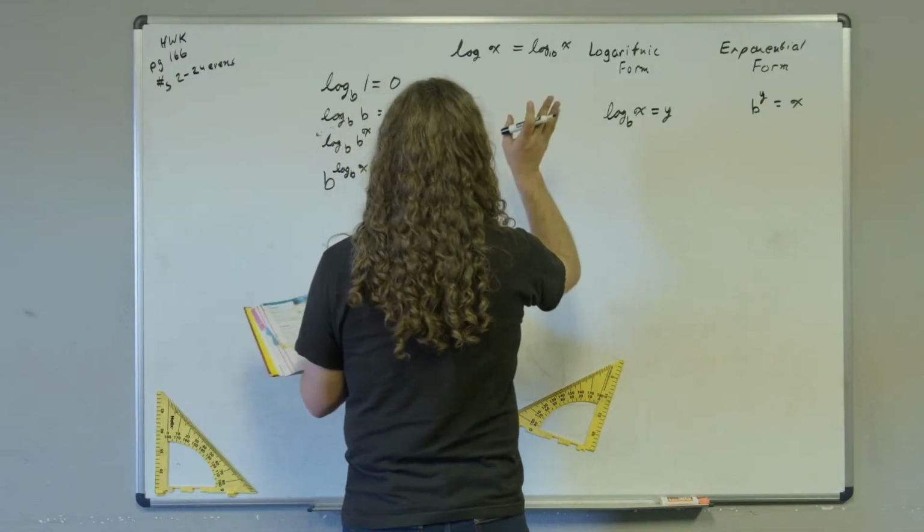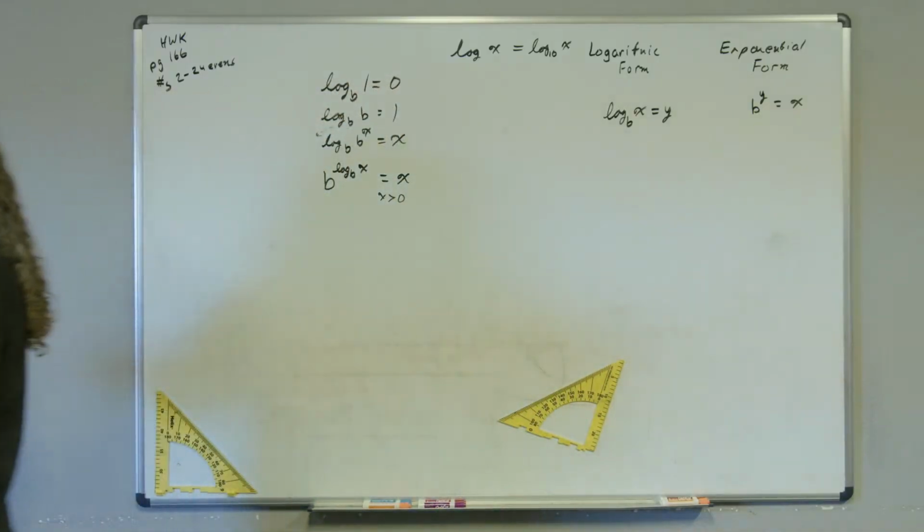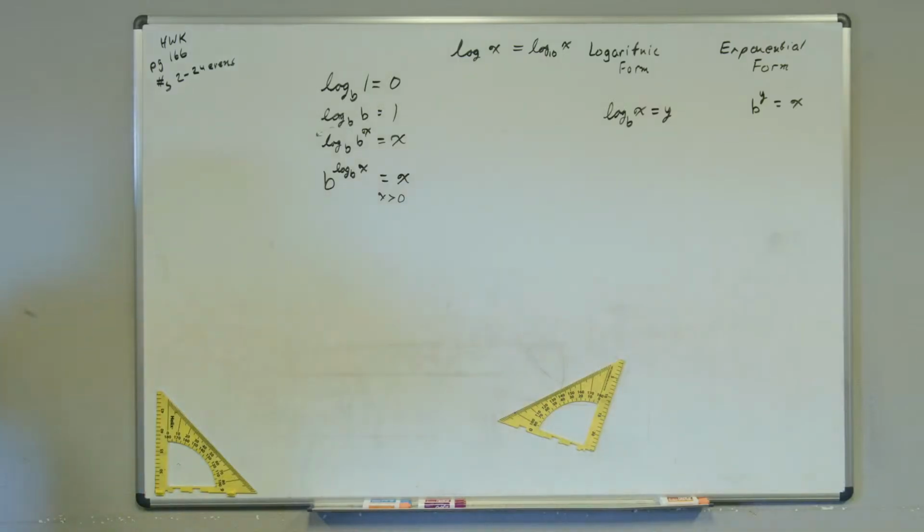All the same things would apply to log base 10, so I'm not even going to rewrite these. Log of 1 is 0. Log of 10 is 1. Log of 10 to the x is x. Right? Okay.